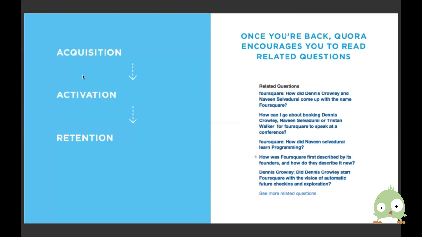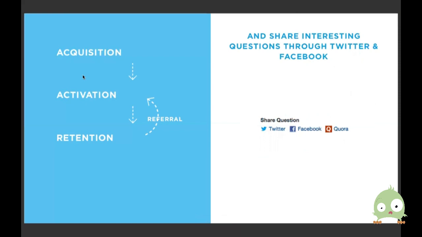Fourth is, once you're back, Quora encourages you to read related questions. Obviously, the same questions which you have been answering, or you have been questioning, or you've been reading, they will then encourage you to read some related questions about that product or services. And then obviously, if you like that question, and if you respond to that question, you would refer through sharing that through Twitter, Facebook, or Quora, and you can share that question, and it will go to people who are connected to you on Quora. So these are the different stages of Quora.